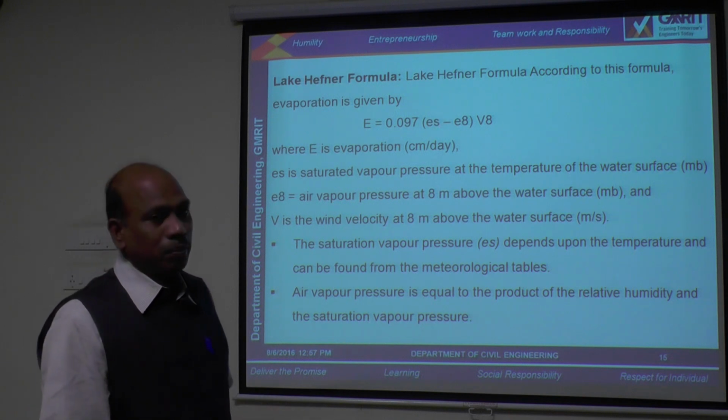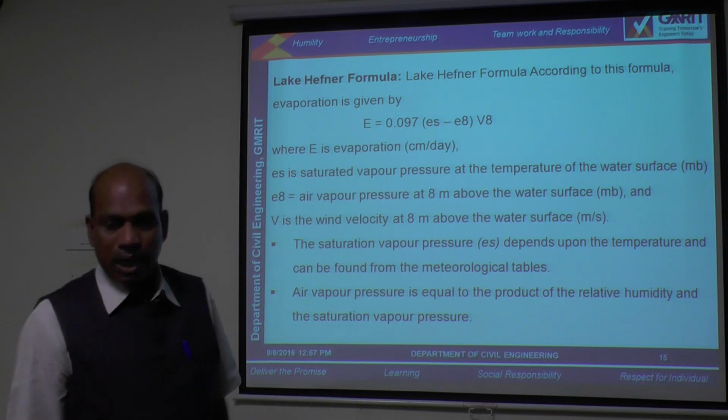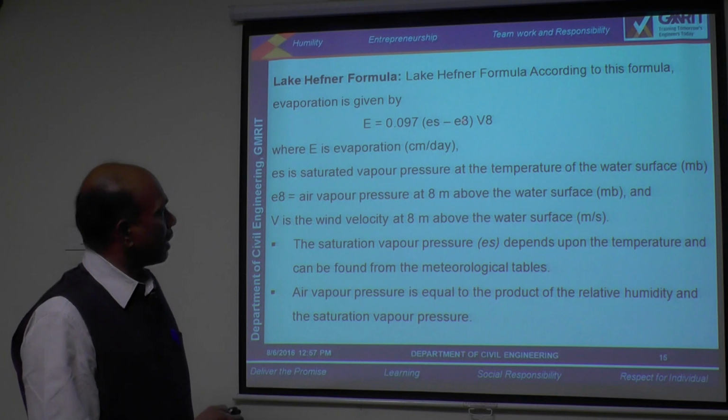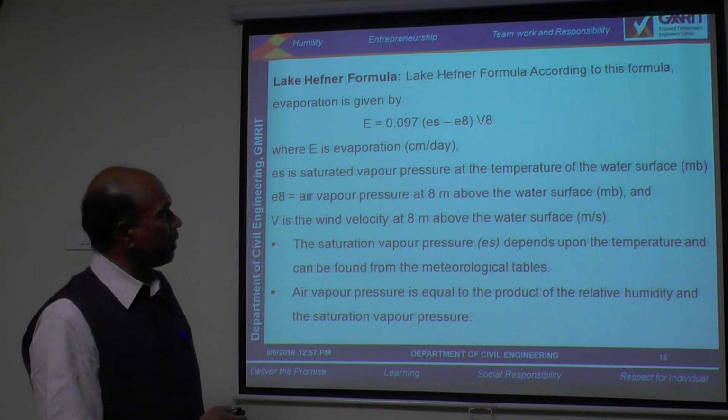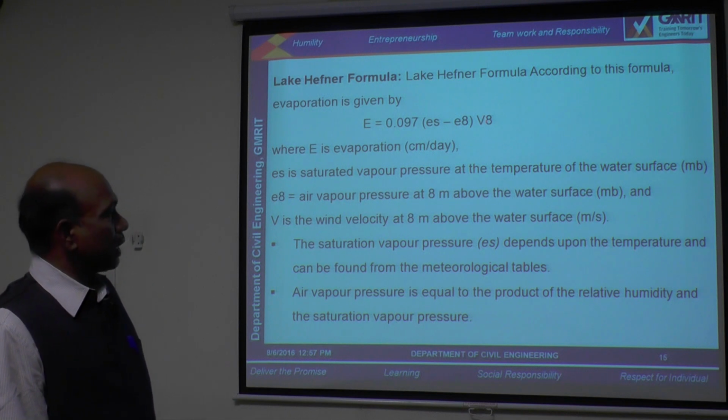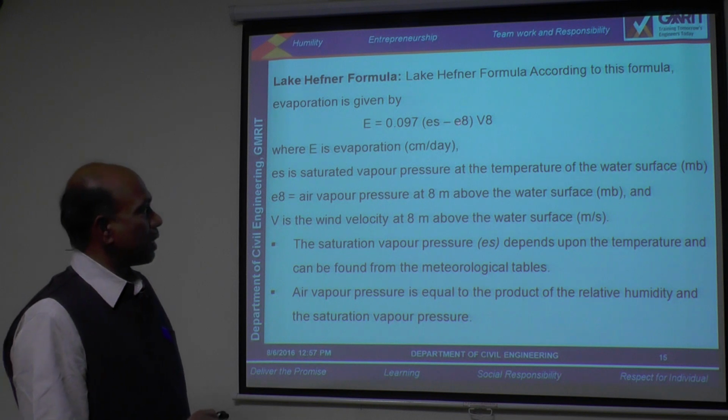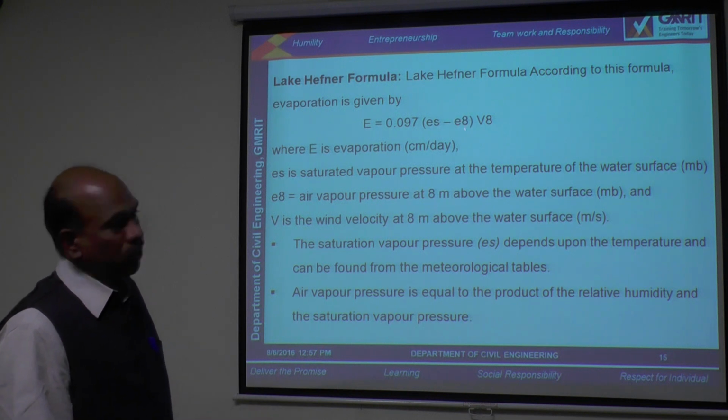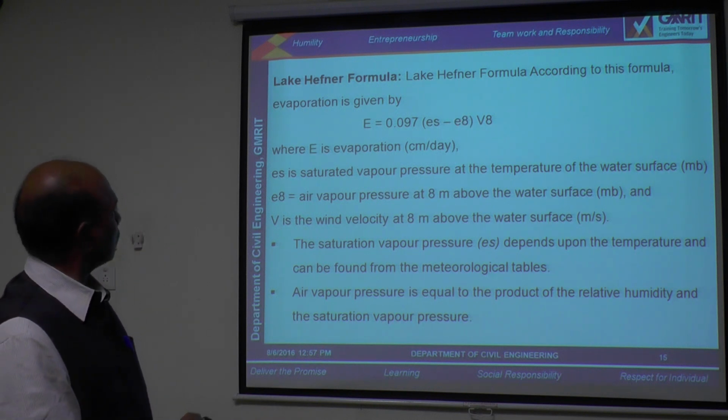Here ES is nothing but the saturated vapor pressure at water temperature, and EA is the actual vapor pressure in air. V is the velocity of wind, that is 8 meters from the water surface. This actual vapor pressure in air is also 8 meters above the water surface.